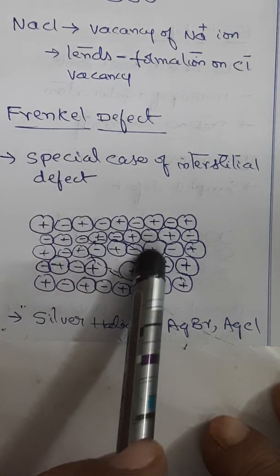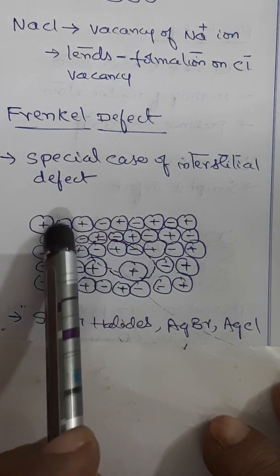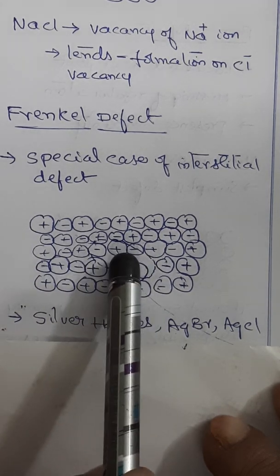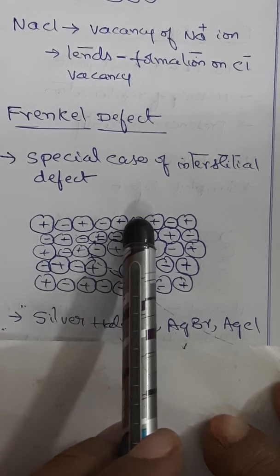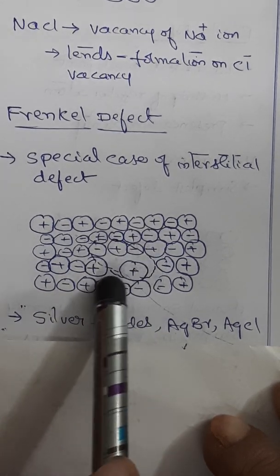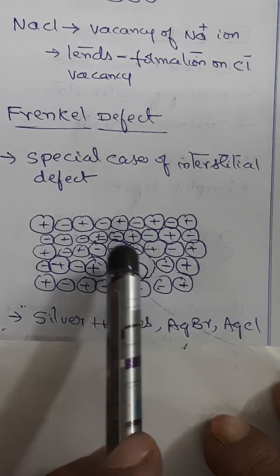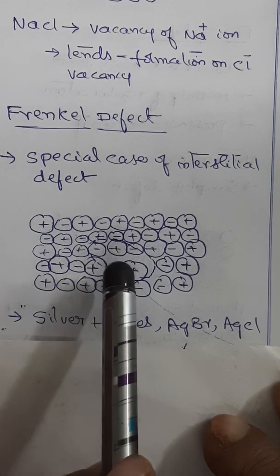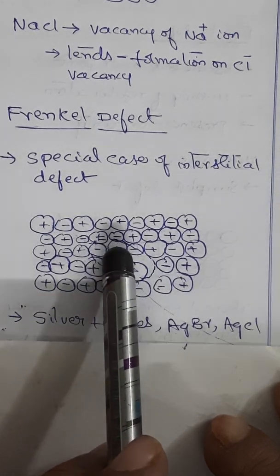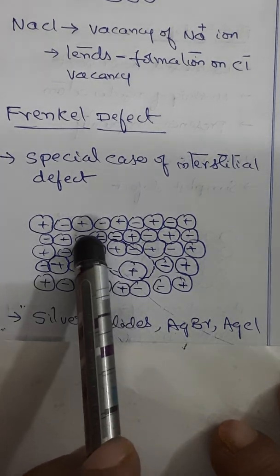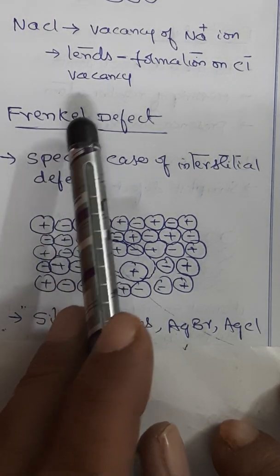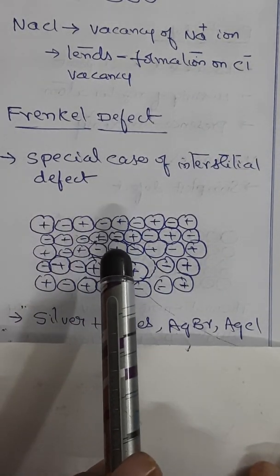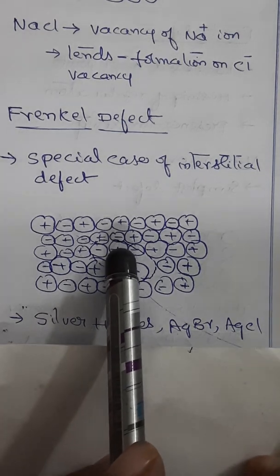If you consider a periodic distribution of positive and negative ions in an ionic crystal, when a negative ion leaves its site and settles in the interstitial position, then naturally it creates a vacancy in its position. That means a vacancy and an interstitial defect are created. This pair of defects is what is known as Frenkel defect. Again, I am repeating: Frenkel defect is a special case of interstitial defect, that is, atoms getting adjusted into void space.